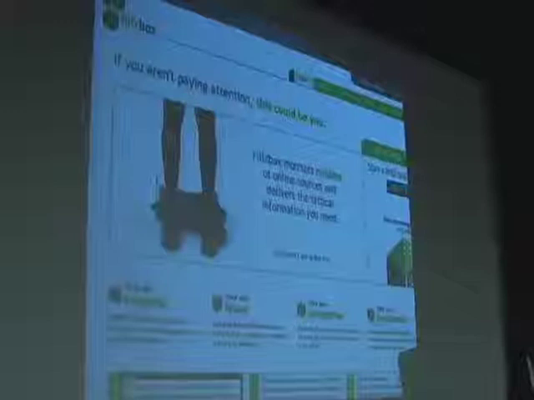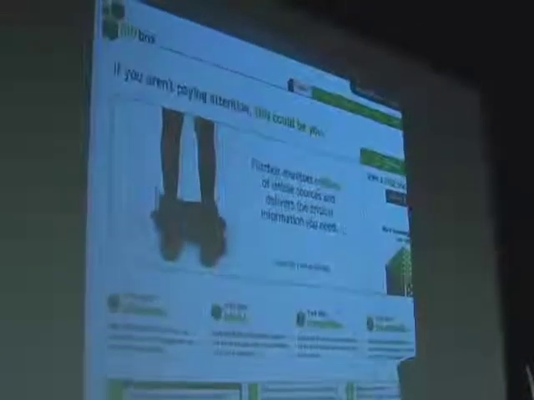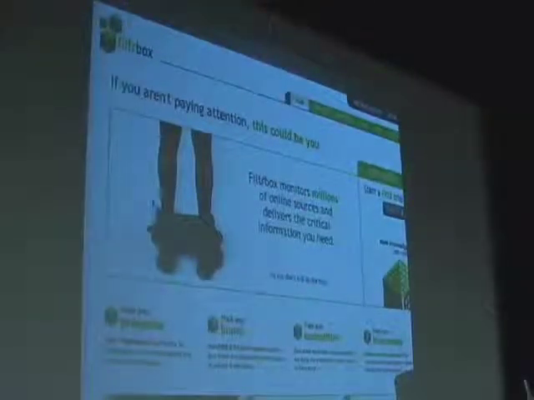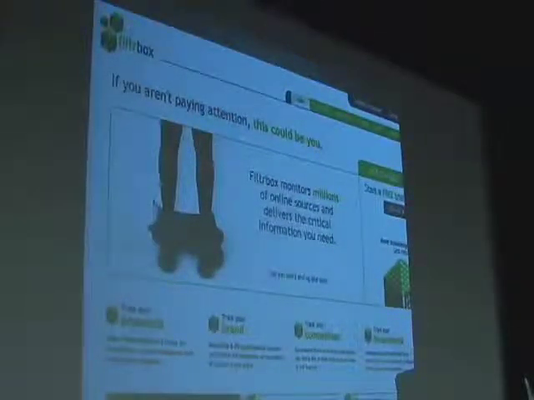One of those companies is Filterbox, and as Filterbox says, if you aren't paying attention, this could be you. So basically, don't get caught with your pants down. That's what Filterbox is about. It's about monitoring the conversation, and they have many fantastic tools in a dashboard setup that allows you to check out what's happening in the social media web around your brand.